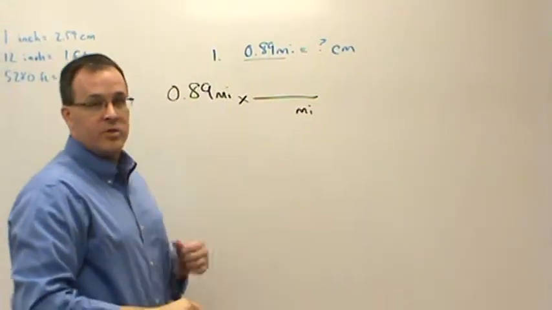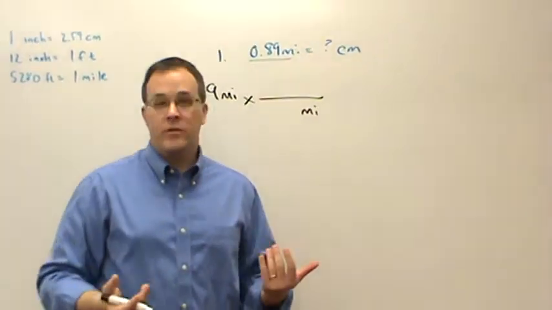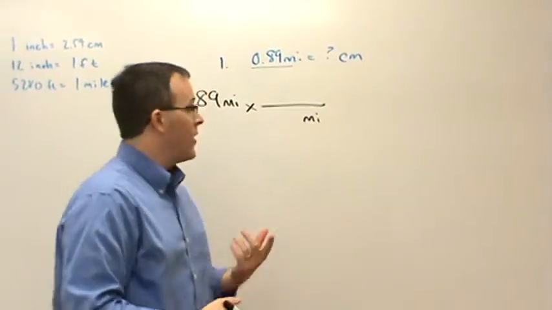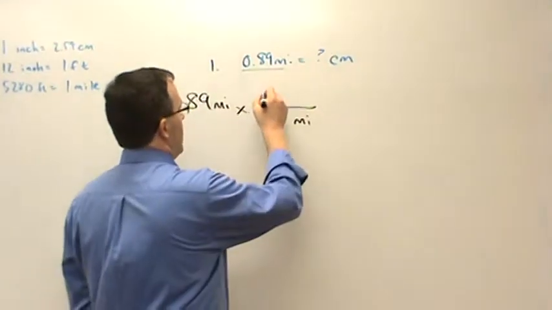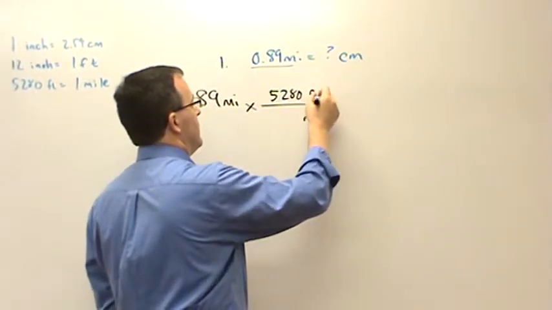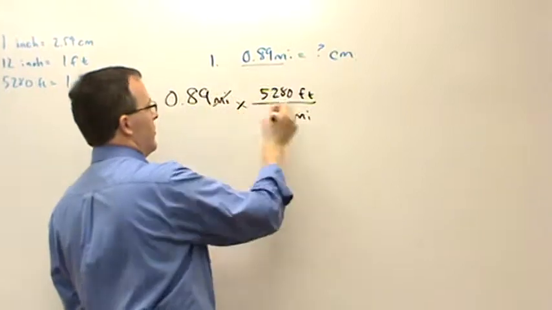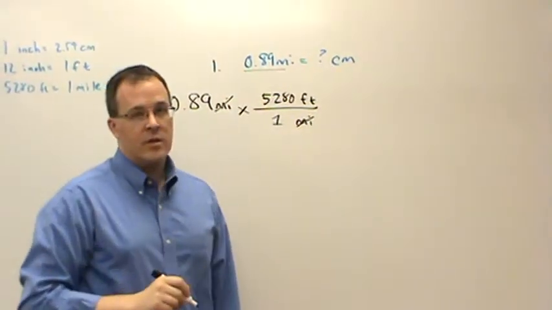Now I'm going to go look at my conversion factors and figure out what unit conversion I should use. What equality should I use? Well, that equality turns out to be 5,280 feet in 1 mile. So, 5,280 feet in 1 mile. Cancel miles. Feet aren't centimeters, so we've got to keep going.